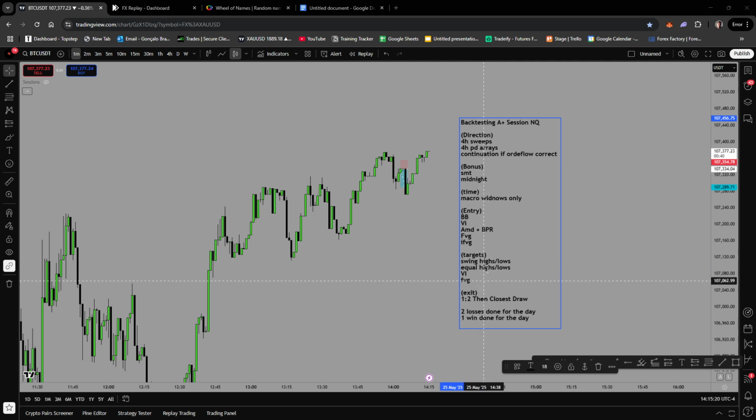Now, targets. If we're using the 4-hour directional bias, it is a 1 to 2, and then the closest swing high, equal high, volume imbalance, or fair value gap. Plus, we take partials. So we secure 50% at 1 to 1. Now, if we're going with order flow on the 1 minute time frame, we're going to go for a 1 to 1.5, and then again, the closest draw on liquidity.